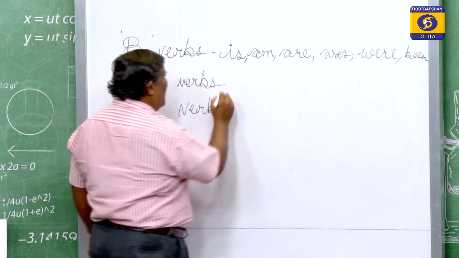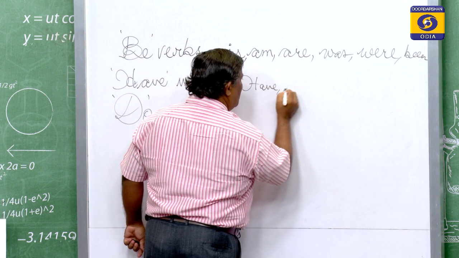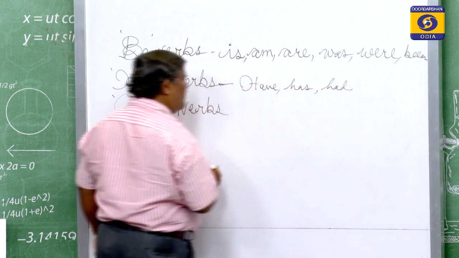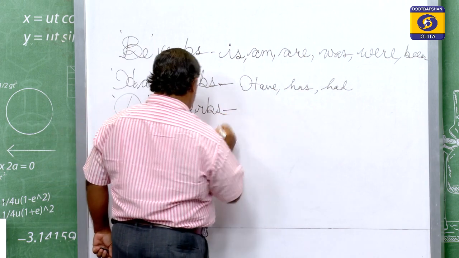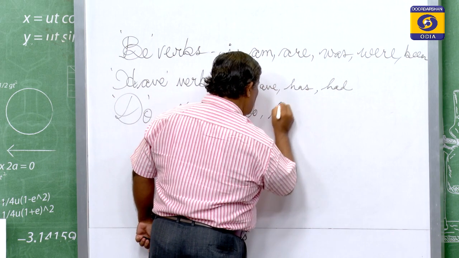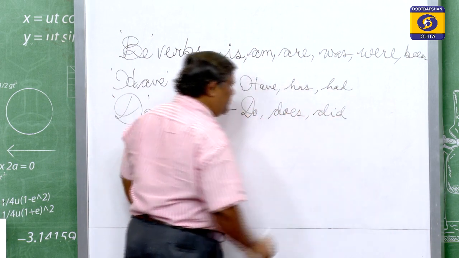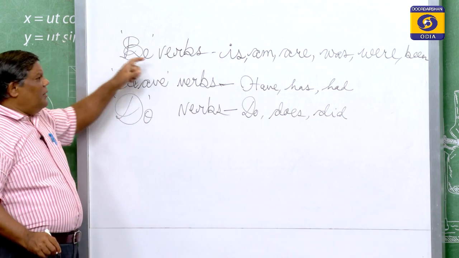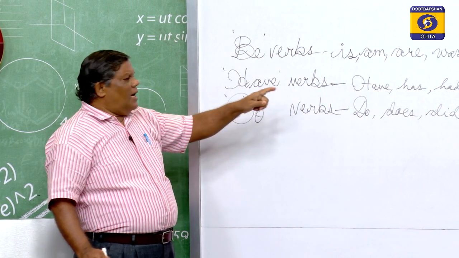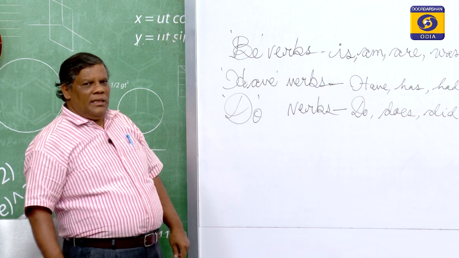and have verbs are have, has, had, and do verbs are do, does, did. So, be verbs are is, am, are, was, were, been. Have verbs are have, has and had. Do verbs are do, does and did.